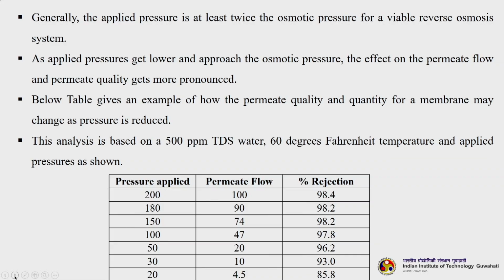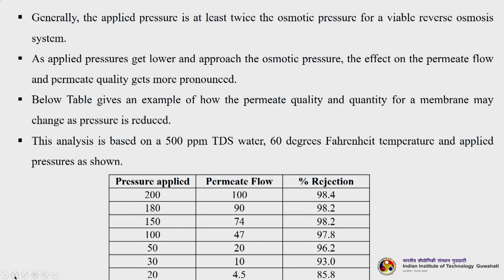So, in this case, a pressure of at least 20 psi must be applied before any permeate comes through the membrane. Generally, the applied pressure is at least twice the osmotic pressure for a viable RO system. As applied pressure gets lower and approaches the osmotic pressure, the effect on the permeate flow and permeate quality gets more pronounced. Now, you can see this particular table below.